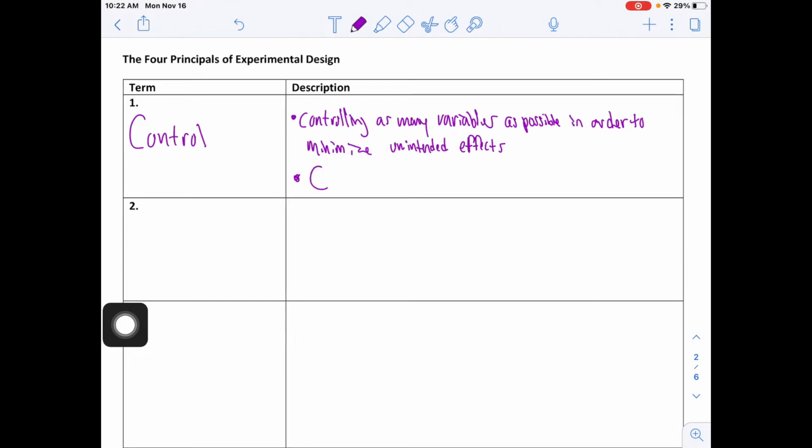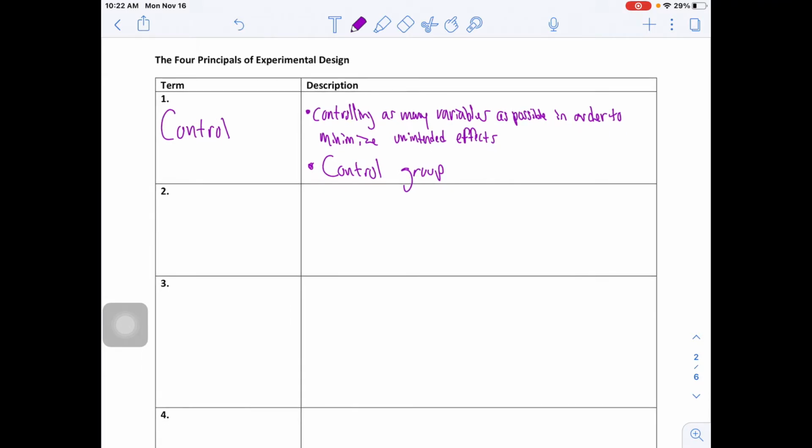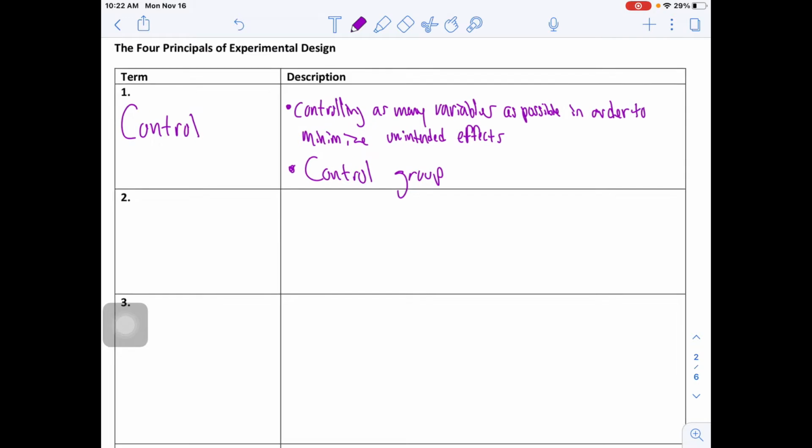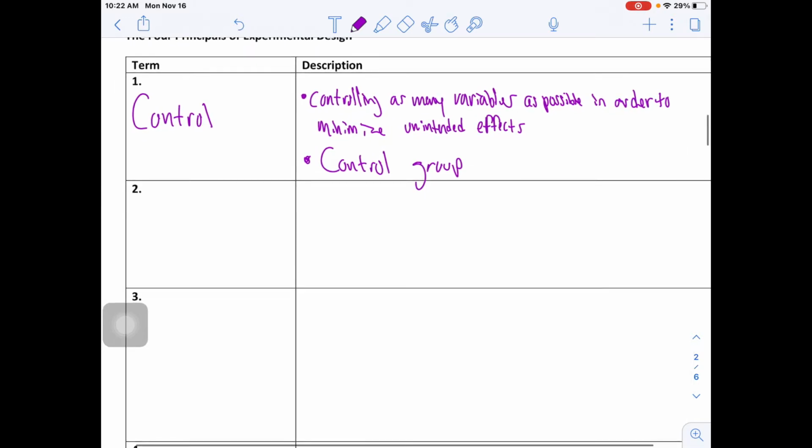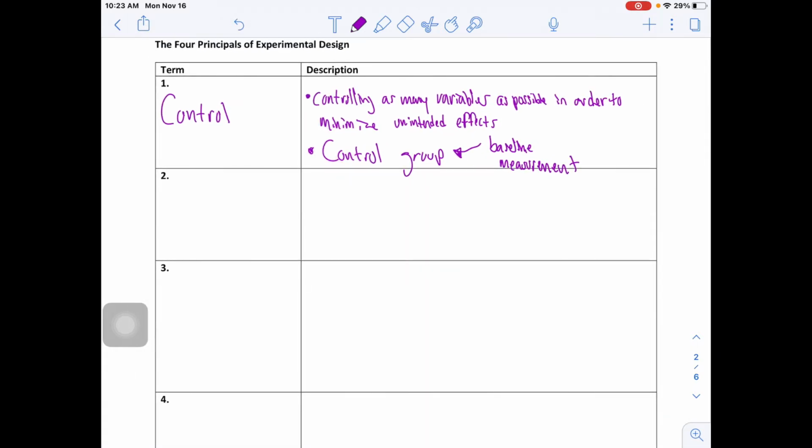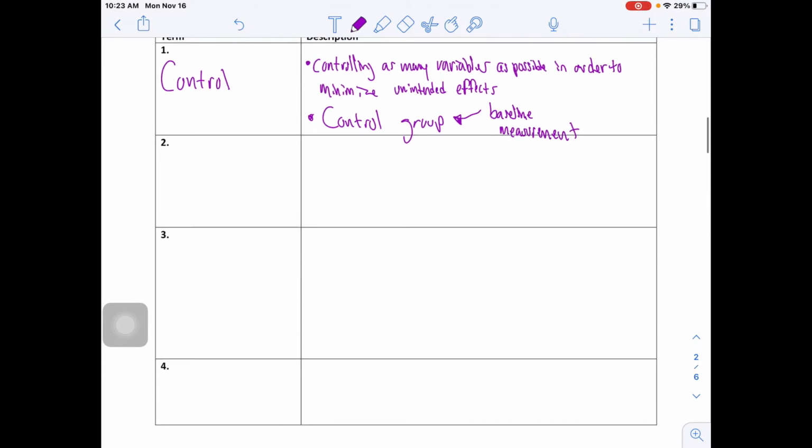Another thing to add here is we want a control group. Maybe some of you have heard that term before from your other classes. The control group is usually the group that's used to measure. It's like your baseline measurement. They either receive zero treatment or the most minimal treatment. All right, so we want to control things.